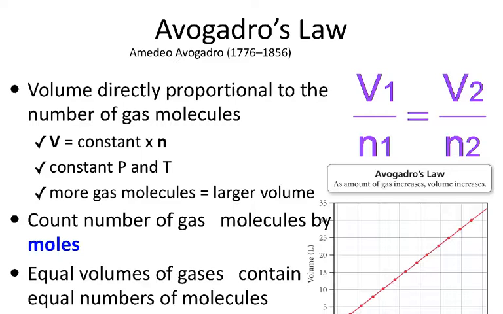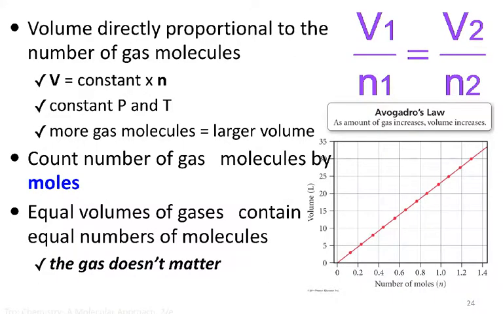Our final simple gas law is called Avogadro's law, and it says that the volume is directly proportional to the number of gas molecules. So V1 over N1 is equal to V2 over N2. And again, this is going to be at a constant pressure and temperature. And again, this one should make some sense. The more gas molecules you have, the larger volume you have. And we can count the number of gas molecules by moles.